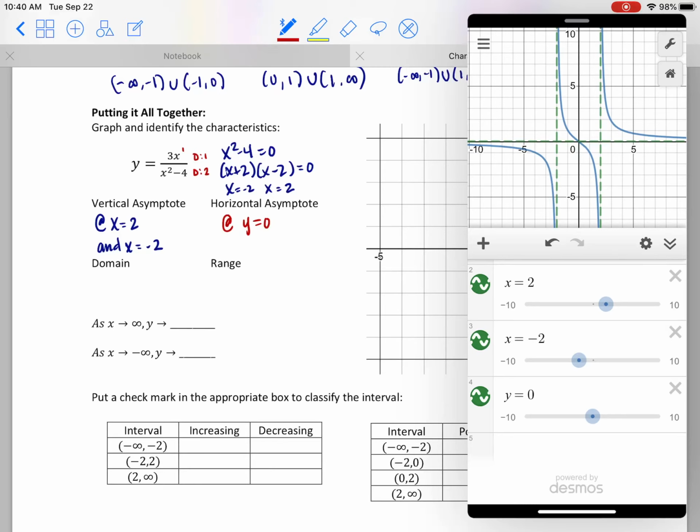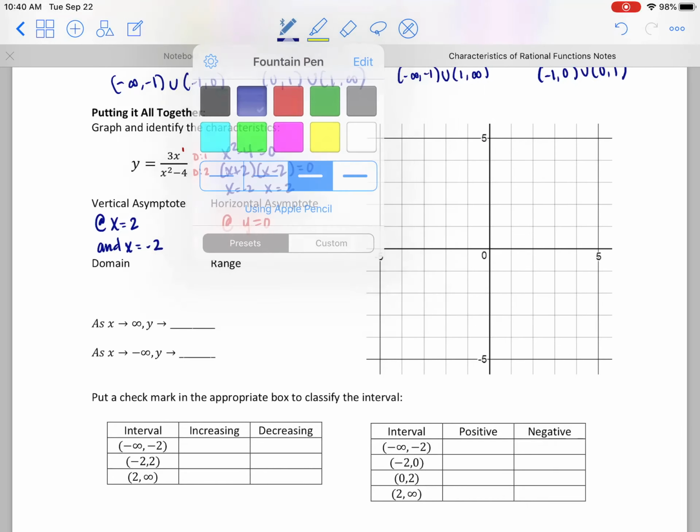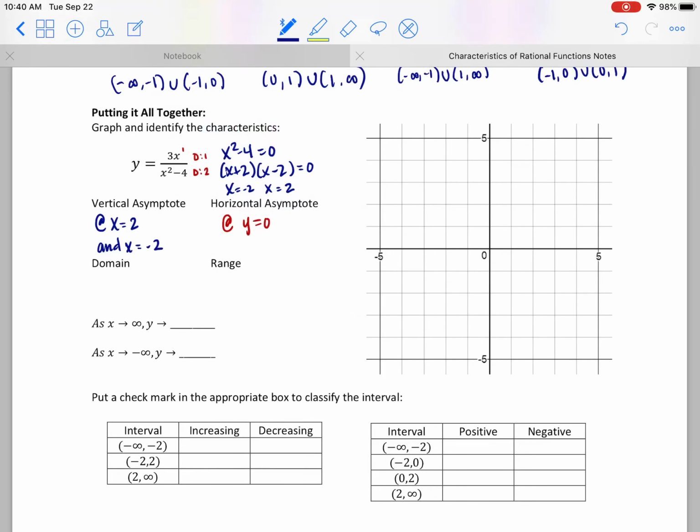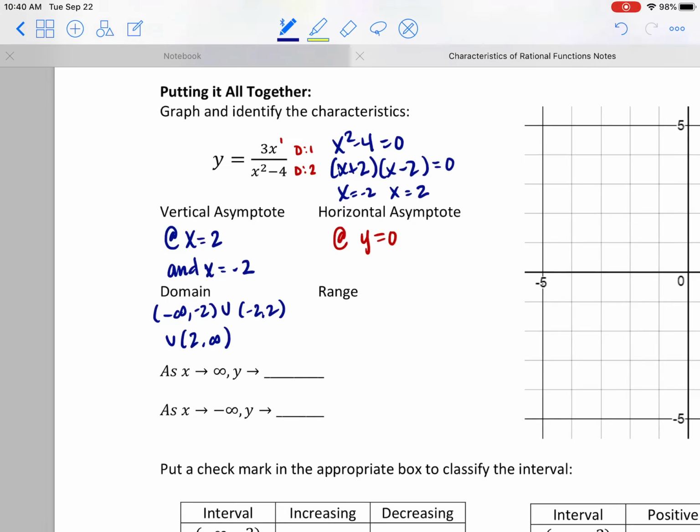Now, the domain, we can see those vertical asymptotes that we did were correct. The graph is never going to get to those x values of 2 or negative 2. So we want for our domain to exclude 2 and negative 2. So everything from negative infinity up to negative 2 united with everything from negative 2 to 2, that was between, and then that's going to be united with everything after 2, so 2 to infinity.